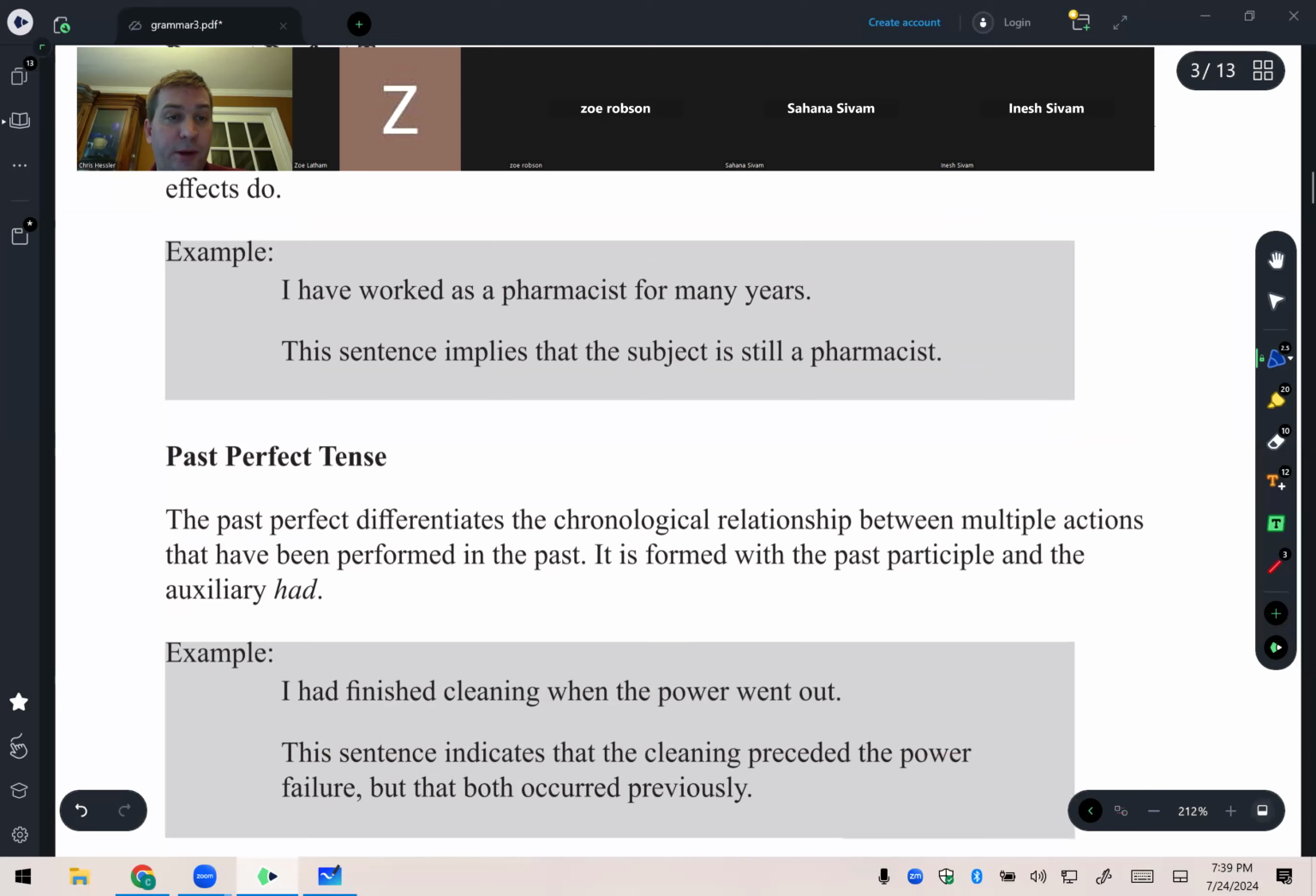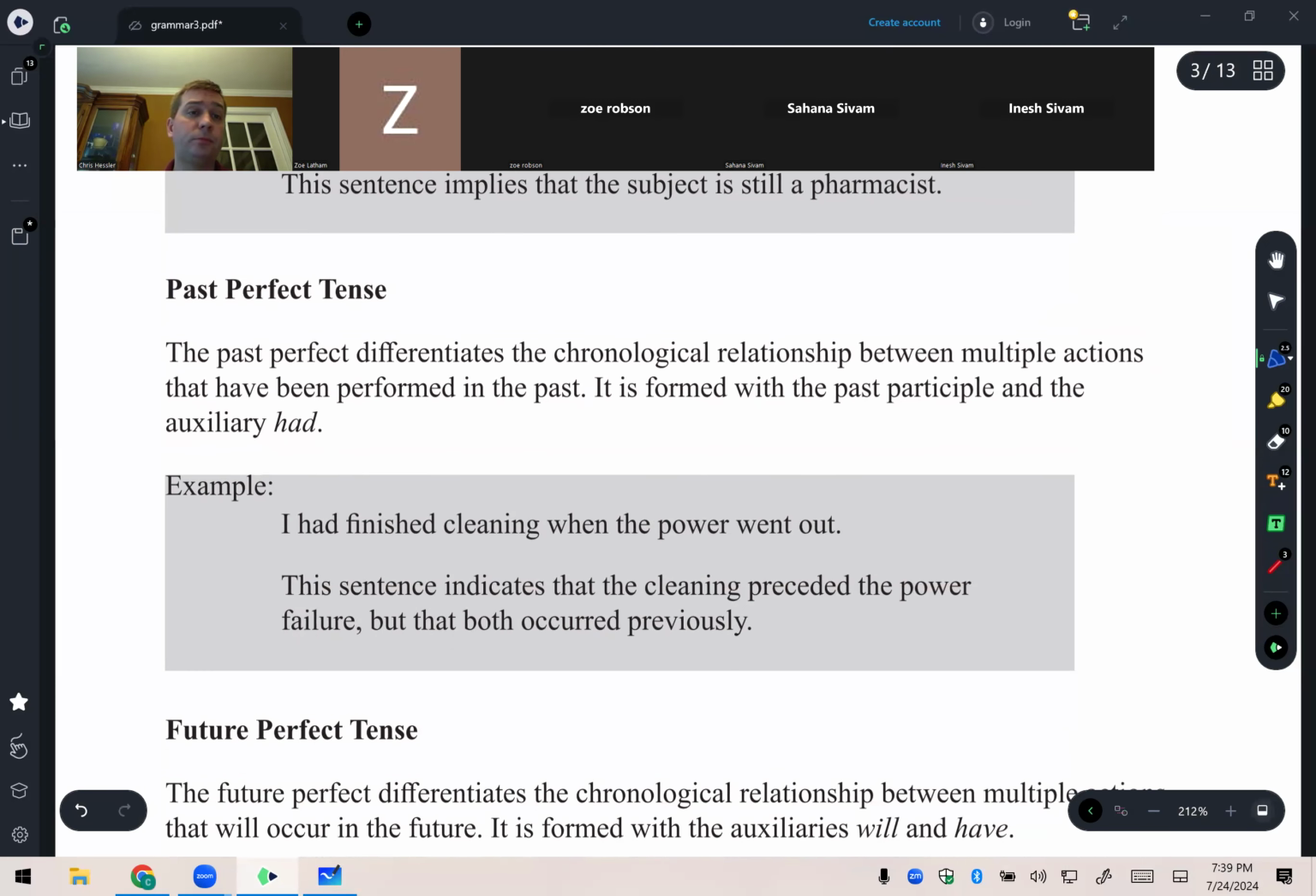All right, next one is we have the past perfect. So we use the past perfect to differentiate between 2 things that have occurred before now. And it actually lets us know which thing happened first. So we use the past participle in the helping verb had to form the past perfect.